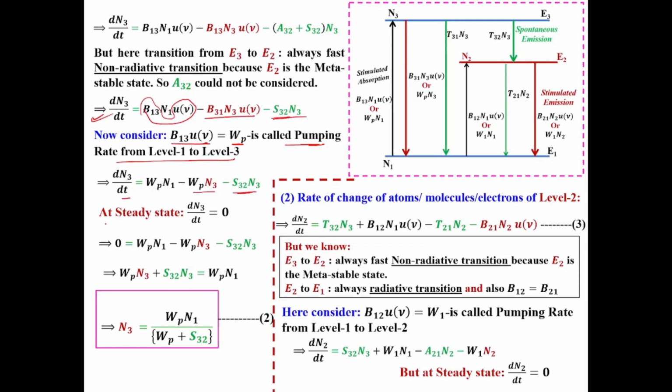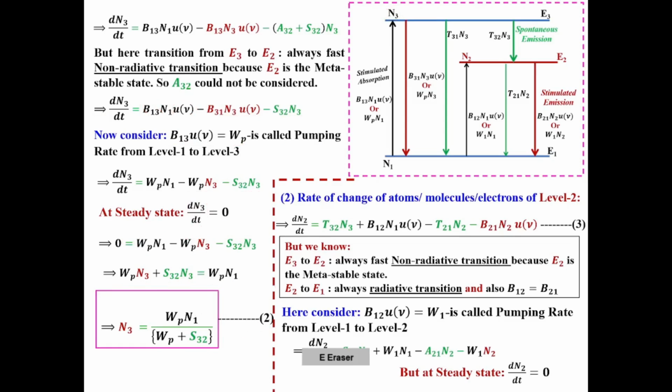At steady state this value equals 0, because at equilibrium or steady state N3 is a constant value. Hence, the rate of change of N3 will be equal to 0. That implies 0 equals these three terms. Taking these two terms to this side, WP N3 plus S32 N3 equals WP N1. That implies N3 equals WP N1 by WP plus S32. Let this be equation number 2.